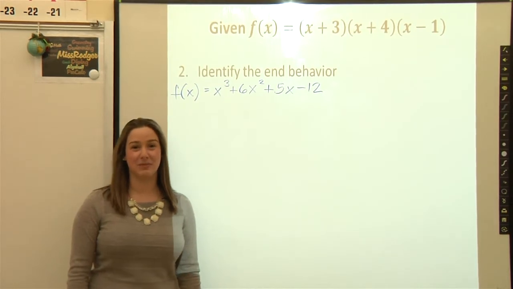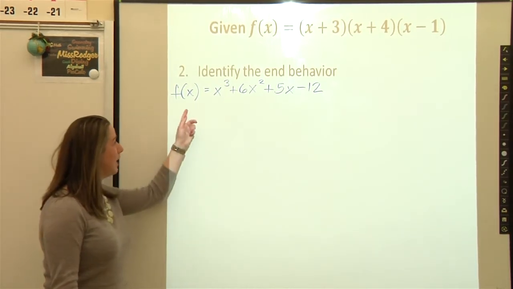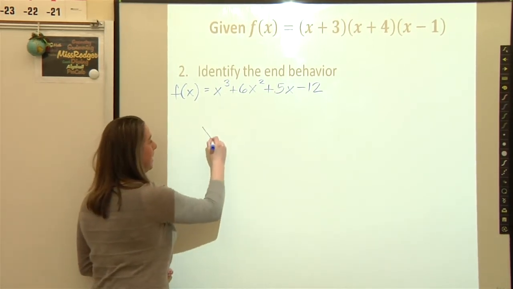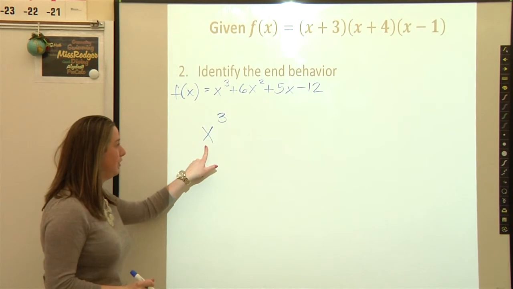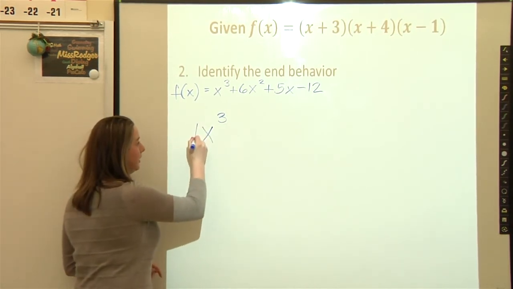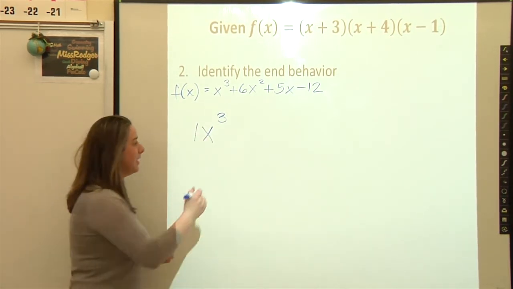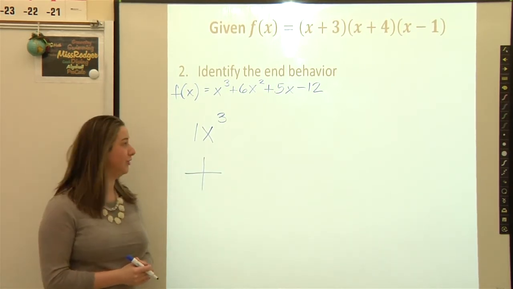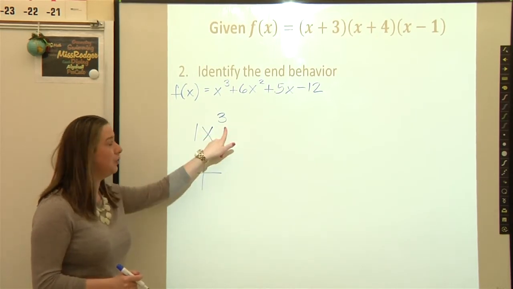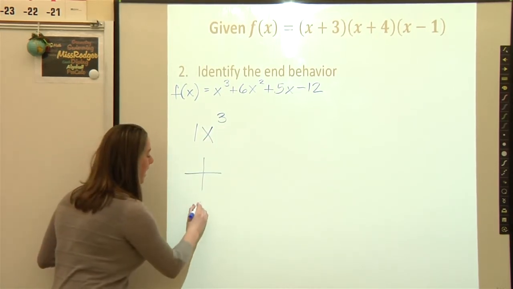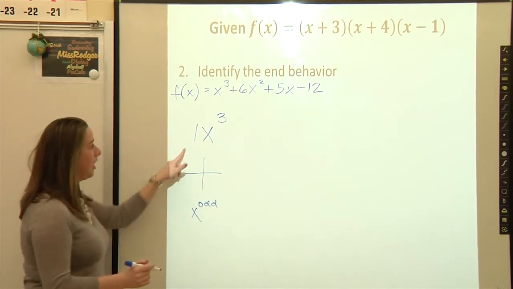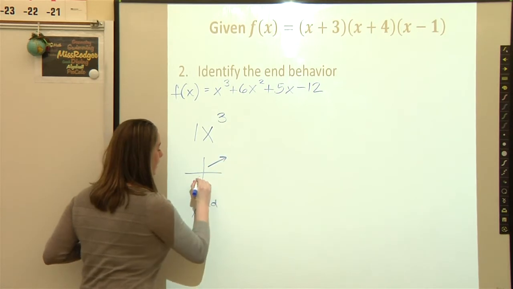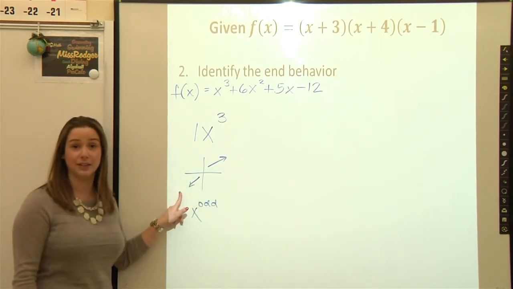Let's now determine our end behavior. So I've already written down what our standard form polynomial is when given factored form. Remember, with end behavior, you want to look at the leading coefficient with the highest degree. So this is really saying 1x cubed. And when we think about our end behavior, we want to think about what's happening with the left and the right portions of the graph. Since we have x cubed, this is really like saying x to the odd. Our leading coefficient is positive, so our end behavior is going to look something like this.